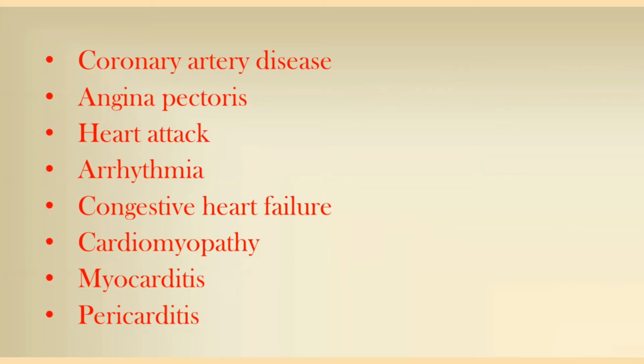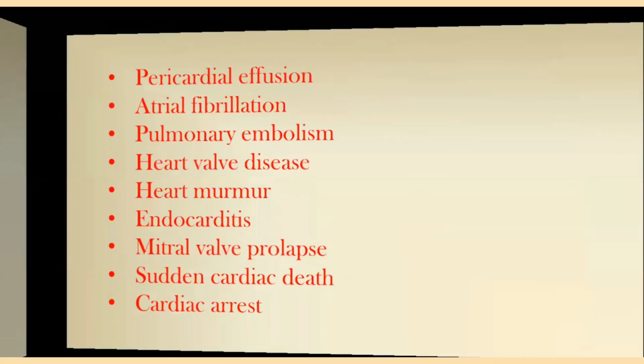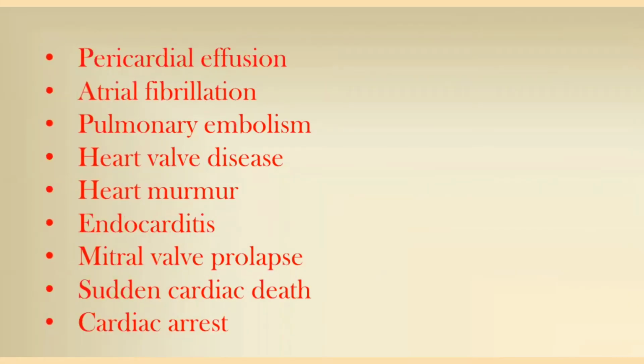Myocarditis is nothing but the inflammation of the heart muscle, the middle layer of the heart. It is most often due to viral infection. Pericarditis is the inflammation of the pericardial layer, the outermost layer. Pericardial effusion, atrial fibrillation, pulmonary embolism, heart valve disease. Coming to heart murmur, what is that? It is an abnormal heart sound which is heard while listening to the heart with a stethoscope. Some heart murmurs are benign, others will be suggestive of heart disease.